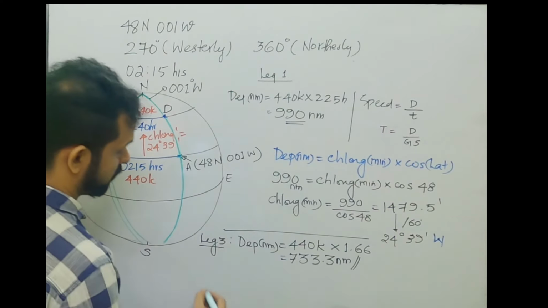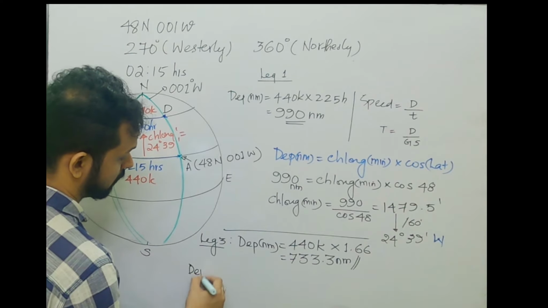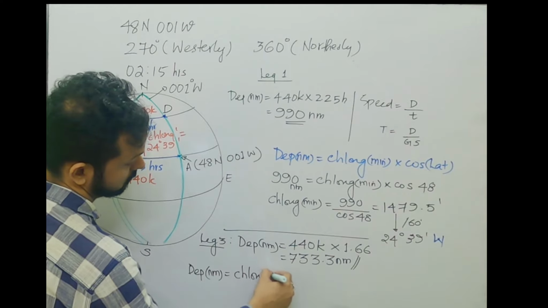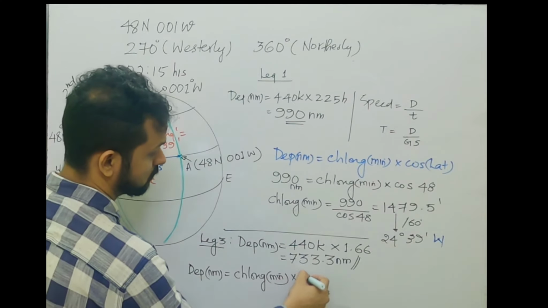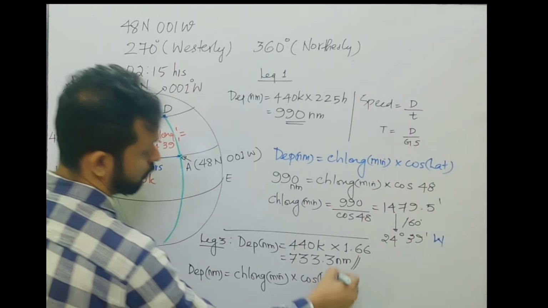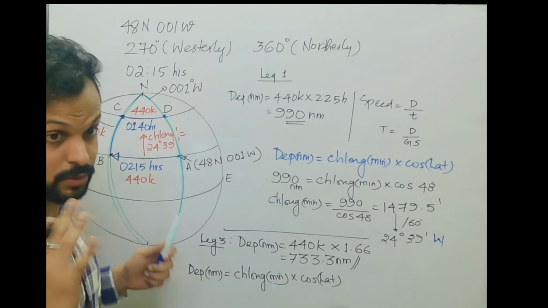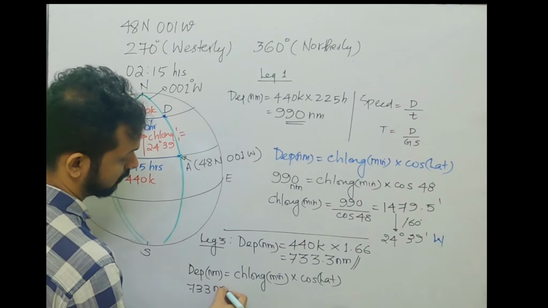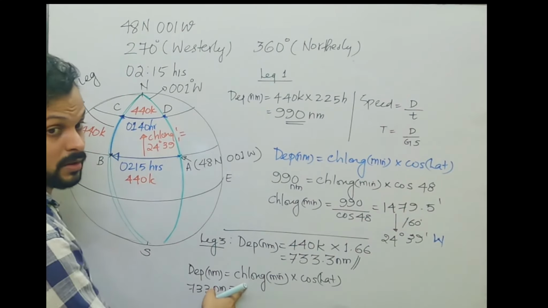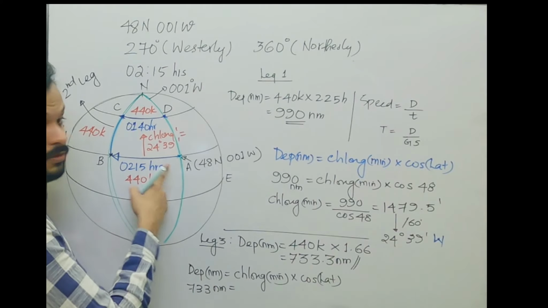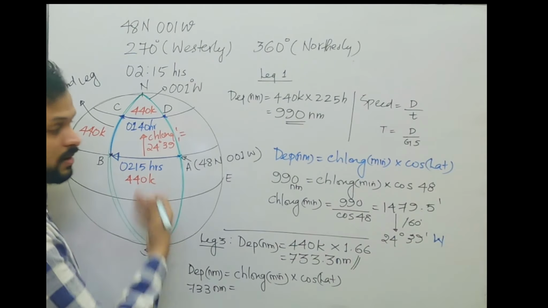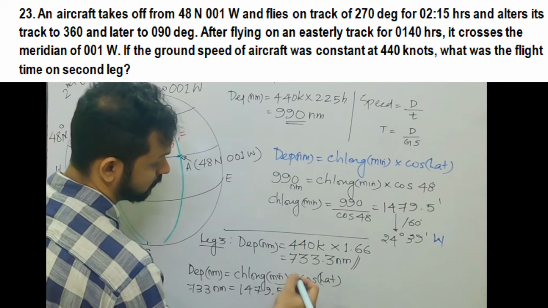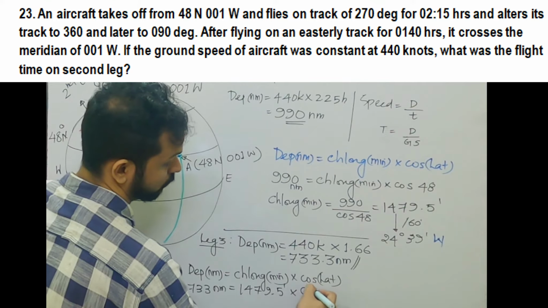Now we're going to apply the departure equation on that leg 3. So departure in nautical miles is equal to change in longitude in minutes times cos of latitude. Try writing the equation as many times as possible because you'll remember that. So what's the departure here? 733 nautical miles, I'm skipping the 0.3 there. What is the d-long? How will you find the d-long? The d-long is exactly the same as the d-long in the first leg because it is between the same two meridians. So that is going to be d-long in minutes. So it was 1479.5 minutes multiplied by cos of lat.